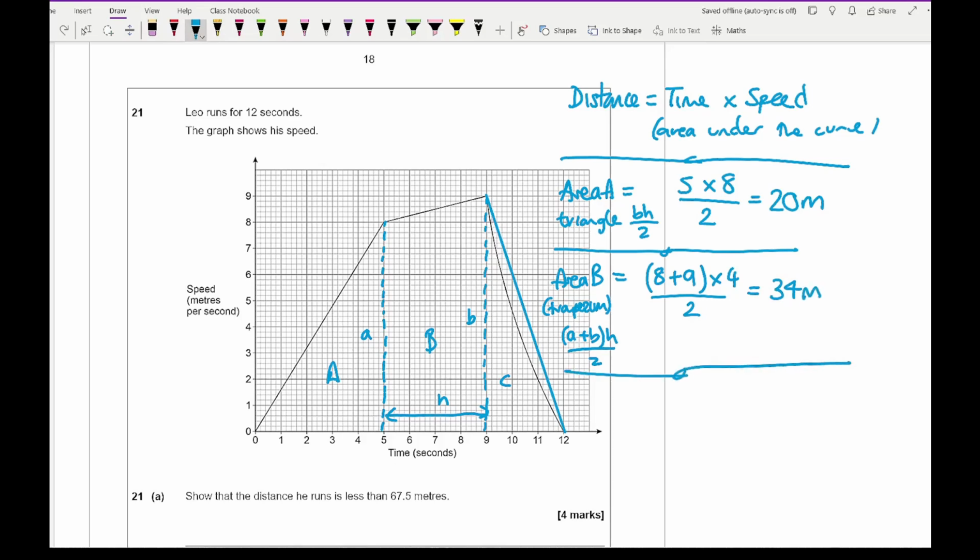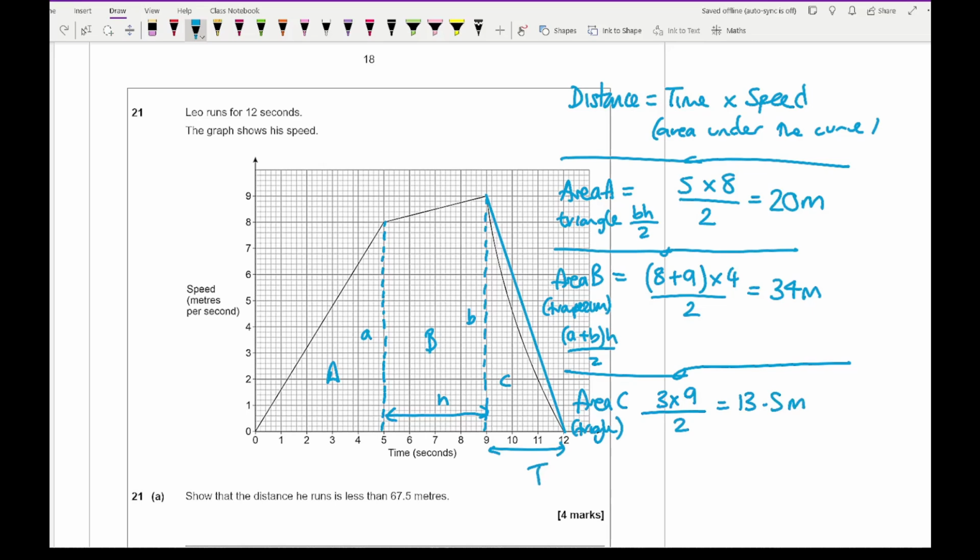Then for area C, it's a triangle. So here I've got my base, which is 3. So it's 3 times 9, which is the height, divided by 2. And that gives me an answer of 13.5 meters.